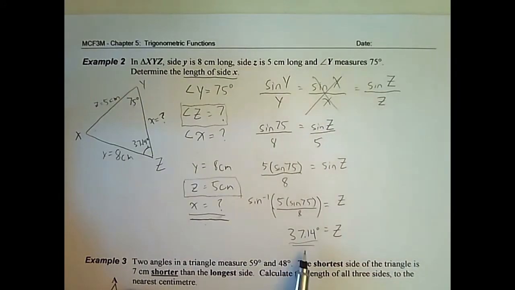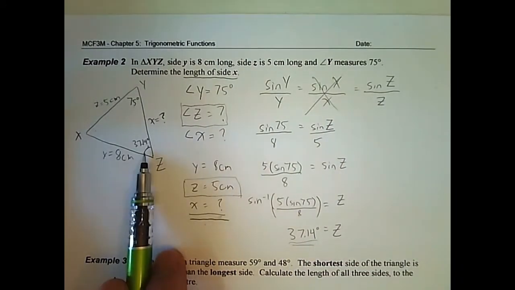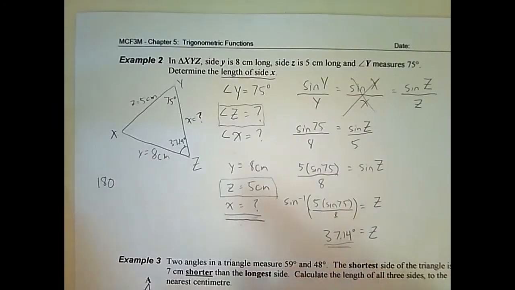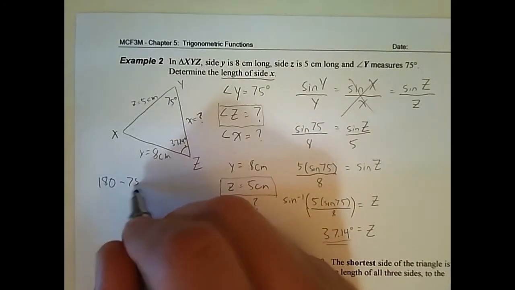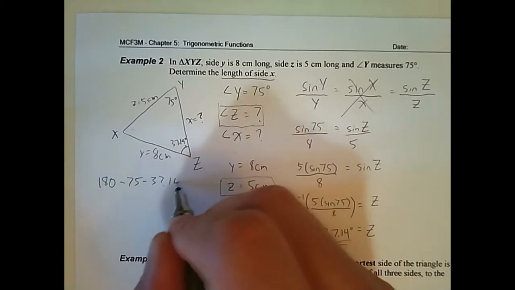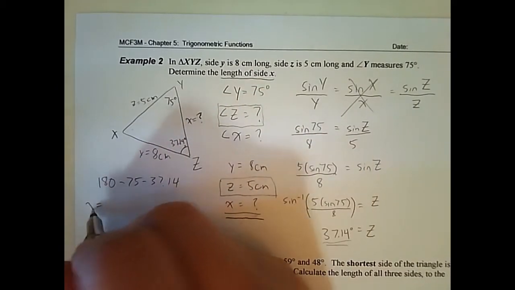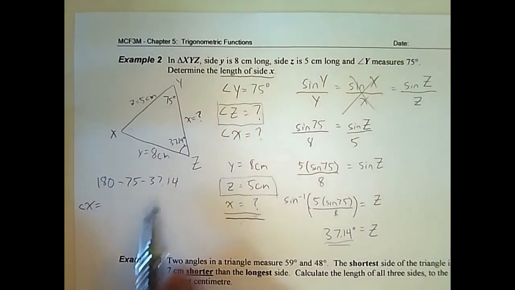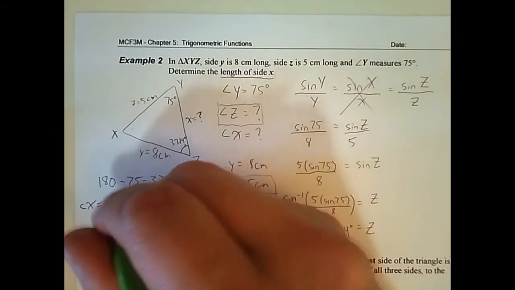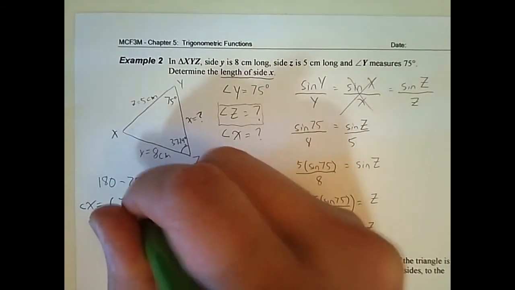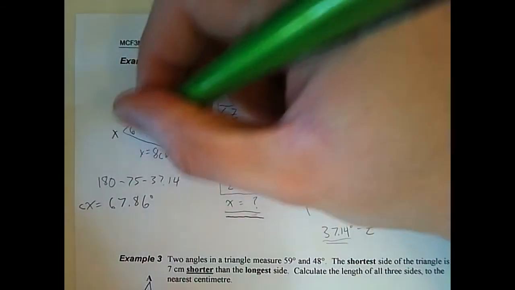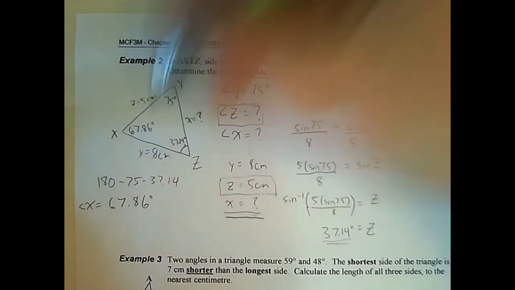So if I know this is 37.14, what we said before was if I get 180 and I subtract those two other angles, I'm going to get angle x. So angle x is going to be 180 minus 75 minus 37.14. We get this to be 67.86. So this angle is 67.86 degrees.